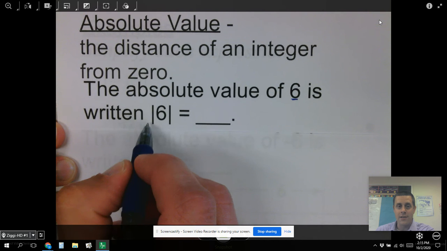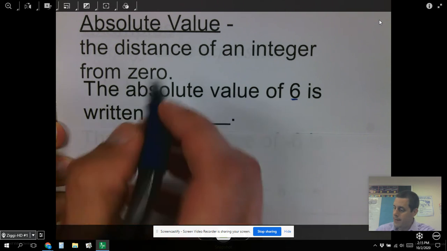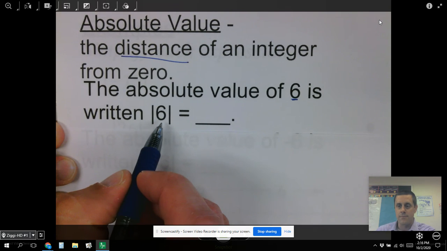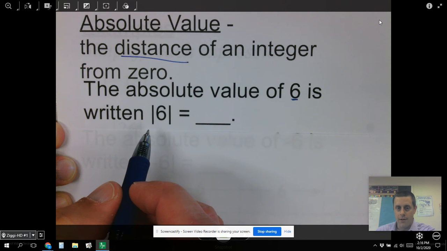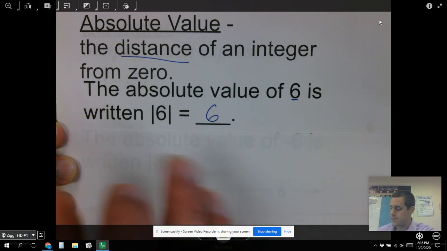So if I am asking you to calculate the absolute value of 6, that essentially means what is the distance of that number from 0? How many units is 6 from 0? Well, if you had a number line and you started at 0 and counted all the way up to 6, you would count 6 units. So the absolute value of 6 is 6.